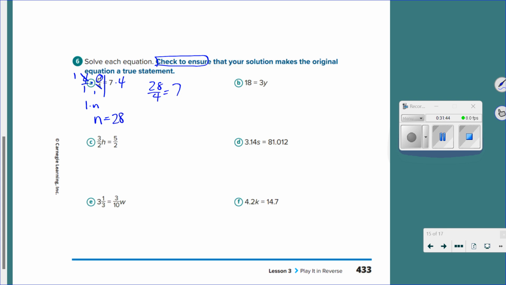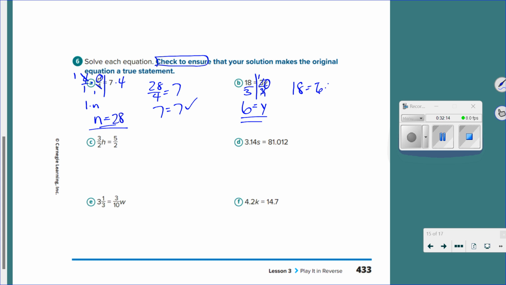Again, circle my variable. It's the opposite of multiplying by 3. The opposite of times is divide. So I'm going to divide both sides by 3. 3 divided by 3 becomes 1, so it's just y. 18 divided by 3 is 6, so there's my solution. We can check it. 18 equals 6 times 3, 3 times 6. 18 equals 18. Check. Okay?